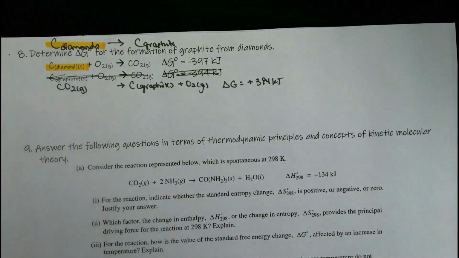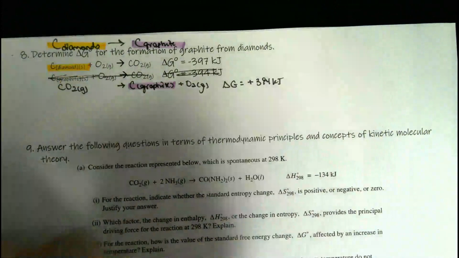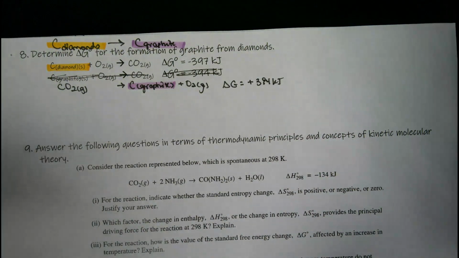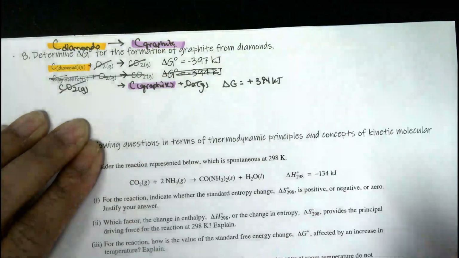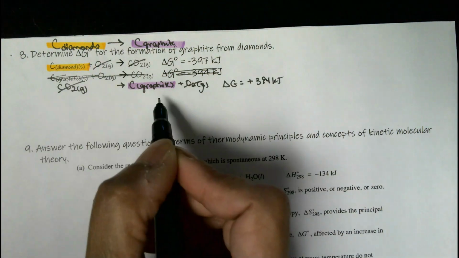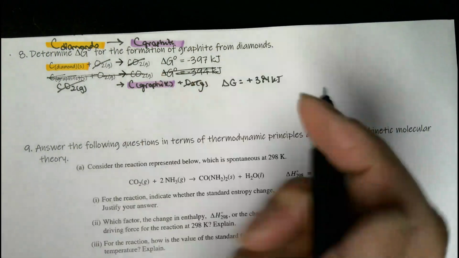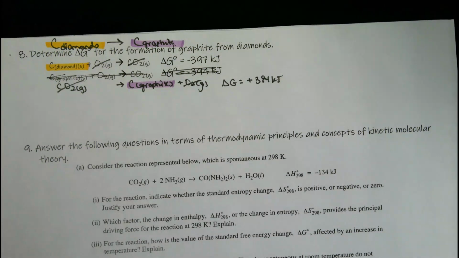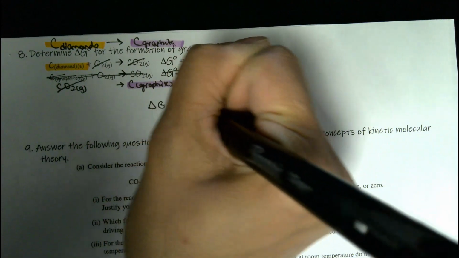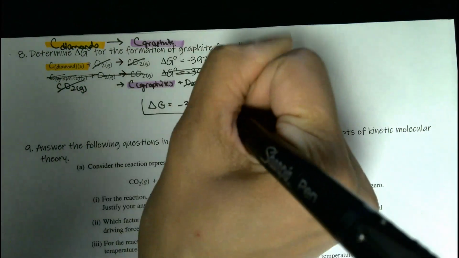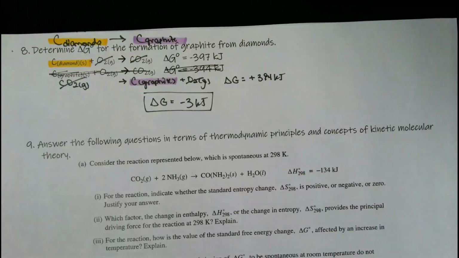So that means that I have graphite in the products for both of those. So let's just double check. I can cancel out oxygen, and I can cancel out carbon dioxide. So I'm just left with carbon of diamonds produces carbon from graphite. And then I can take these two values and just add them together. And that ends up being delta G is equal to -3 kilojoules. So it's fairly spontaneous, but at least it does happen.